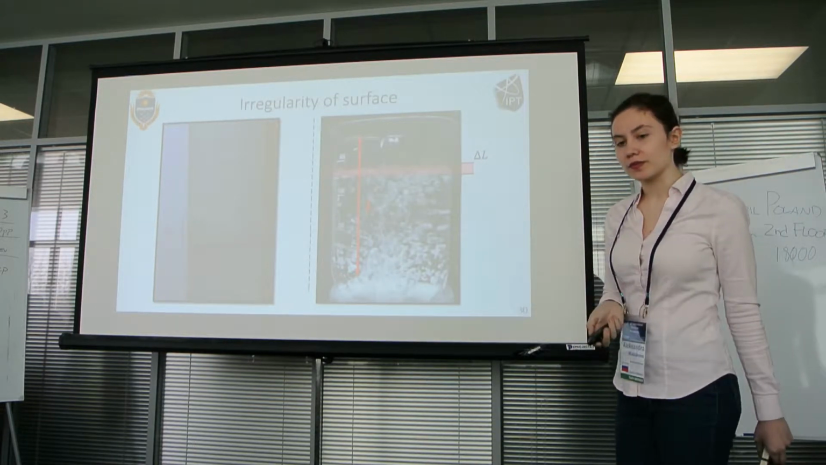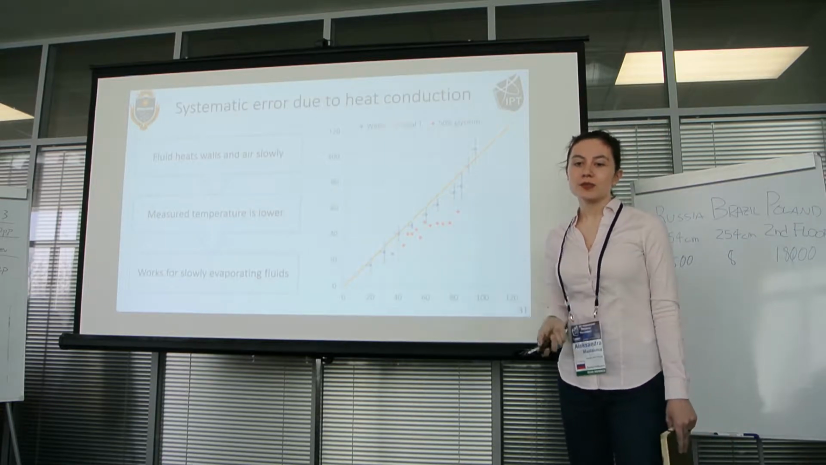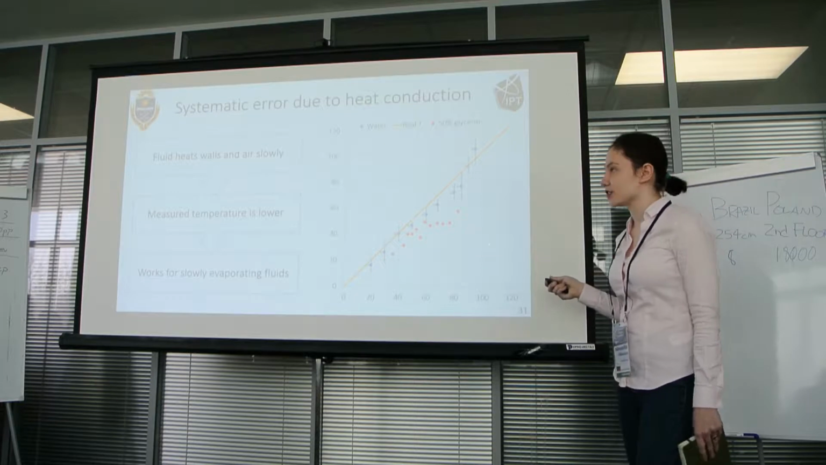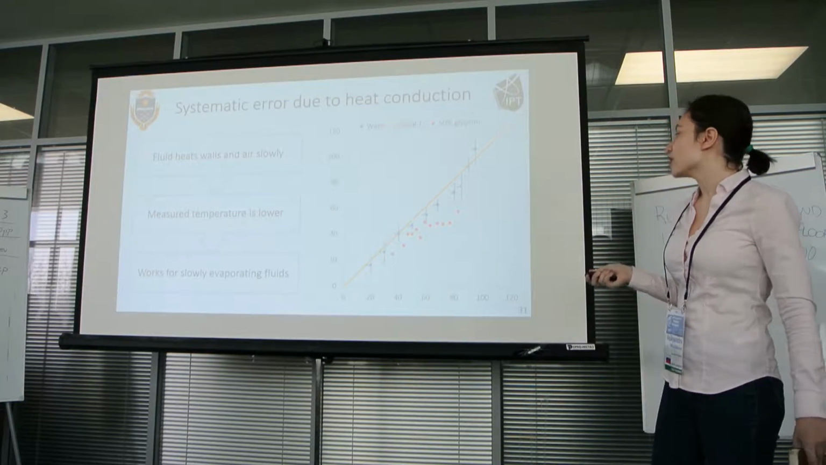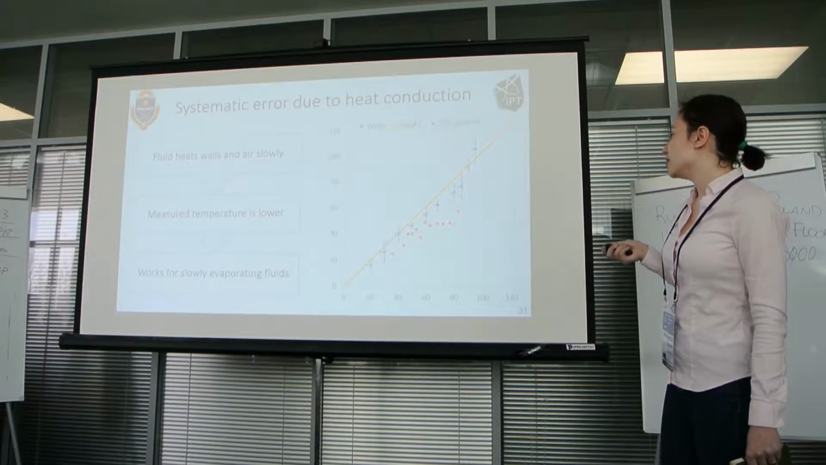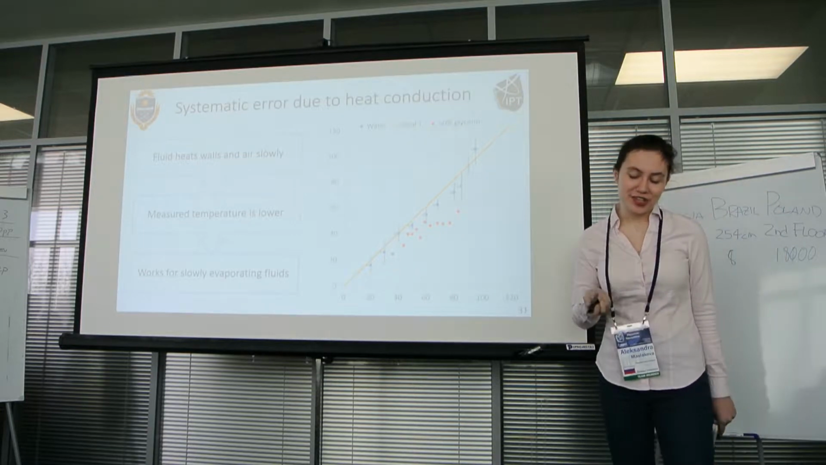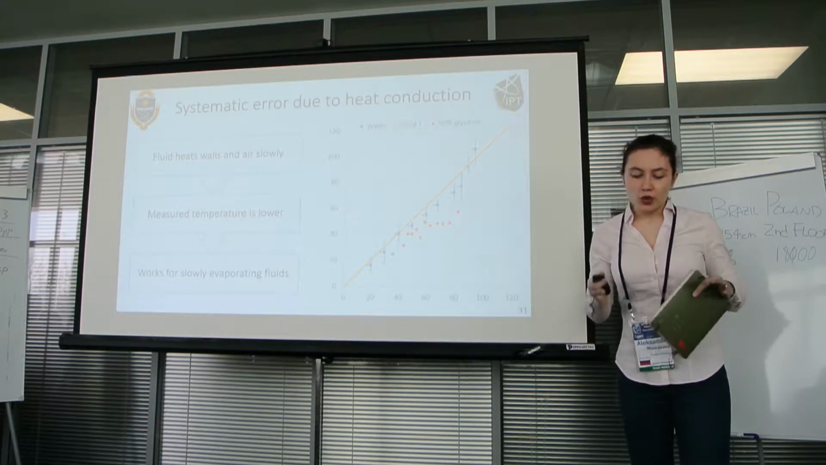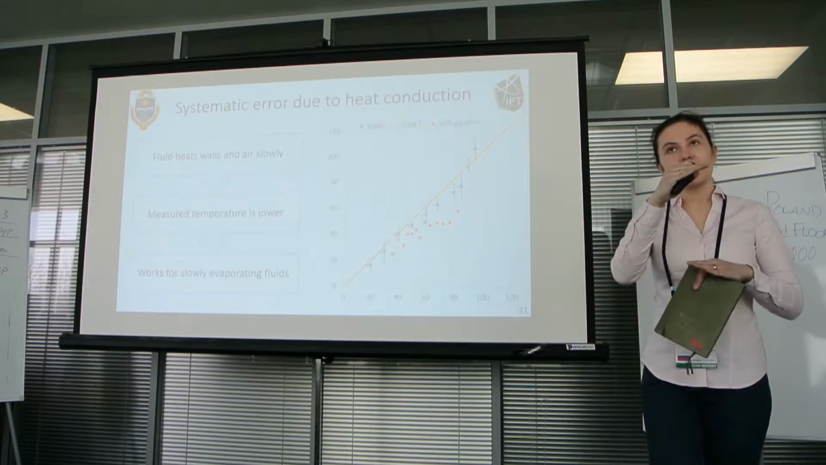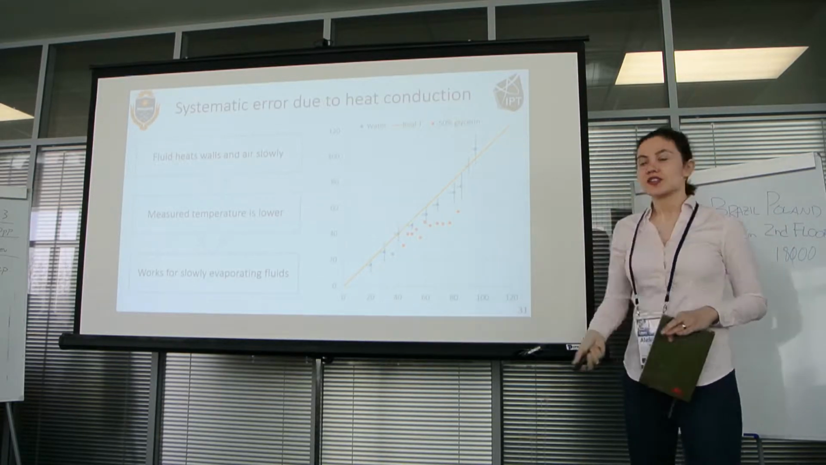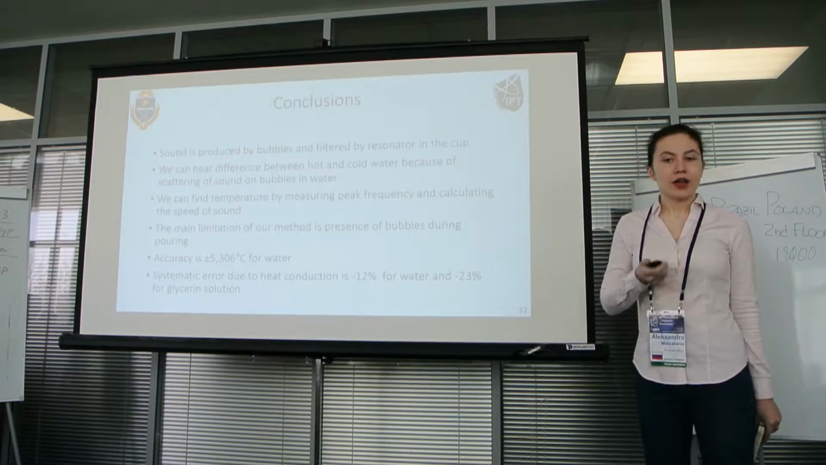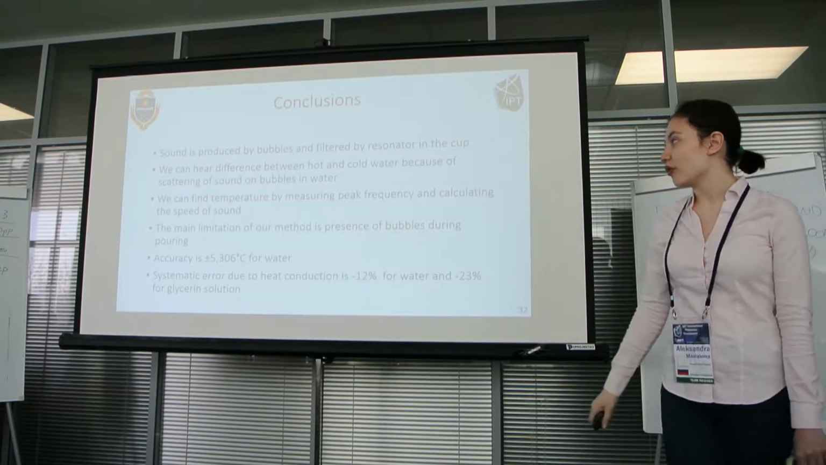We can't measure the temperature very precisely. Systematic error due to heat conduction, you can see it here. This is the line for 50% glycerol solution, and it lies below the theoretical line because the walls and air in the cup heat slowly, so the measured temperature is a little lower than the theoretical one. And here are our conclusions.